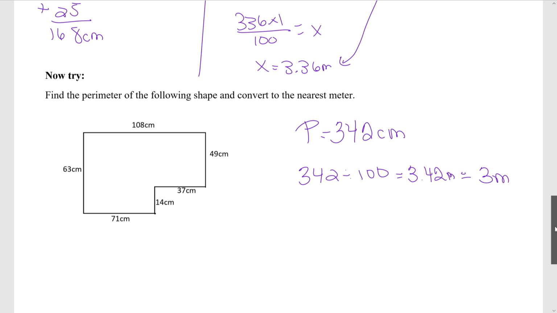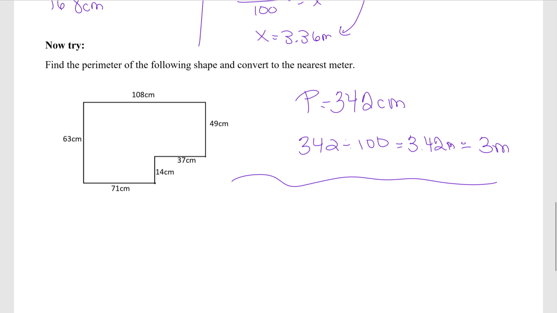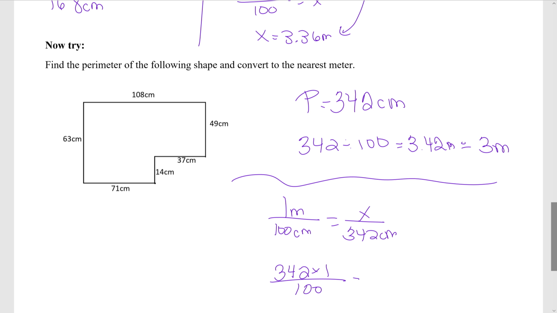My other option is to use my proportions. So another way to solve it. Again, just like above, we could say 1 meter is equal to 100 centimeters. And then if we have 342 centimeters, how many meters would that be? So we multiply on the diagonal: 342 times 1 divided by 100, which is my other value. And we end up that x is 3.42 meters, which is the same as we got above. To the nearest meter would be 3 meters. So like I said, either way is a perfectly fine way to solve these.